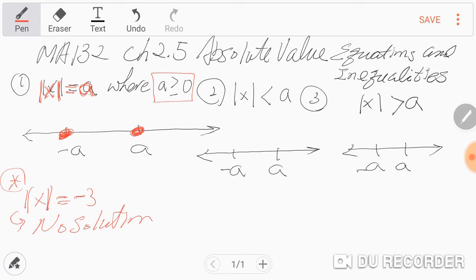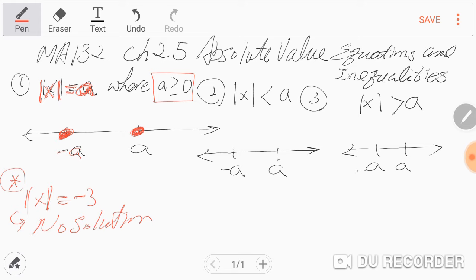So whenever this value a is non-negative, so greater than or equal to 0, then absolute value of x equal to a means the solutions are positive a or negative a.